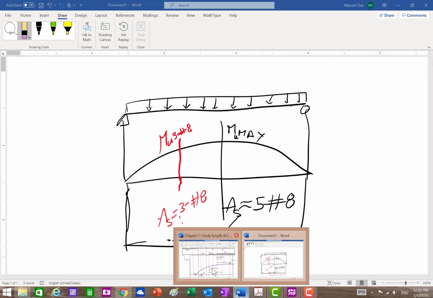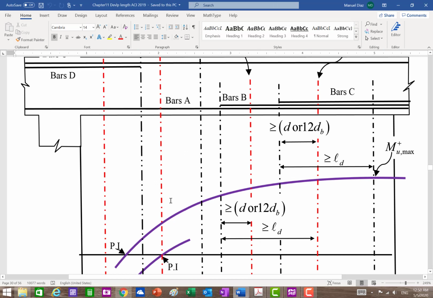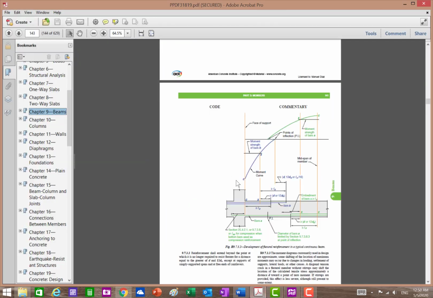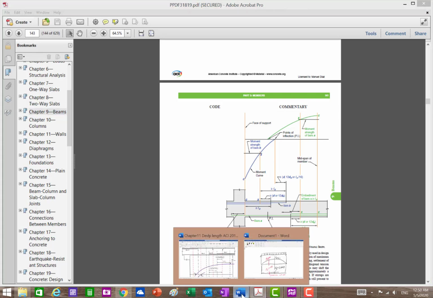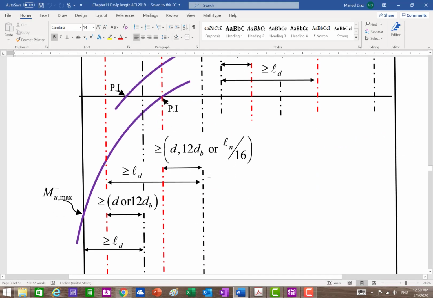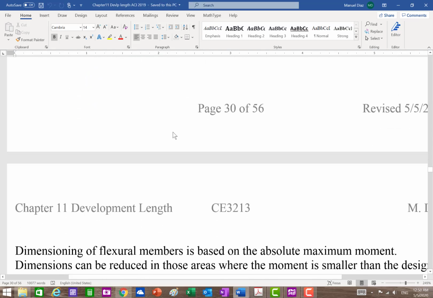So going back here, these are the drawings. As I said, this is in your code. So you look at your code right here on beams, 9.7.3.2, and you have the same drawing. And they show you your negative and your positive and the critical values and all that. So all this is here in your code, so you have it. This is just a larger version.